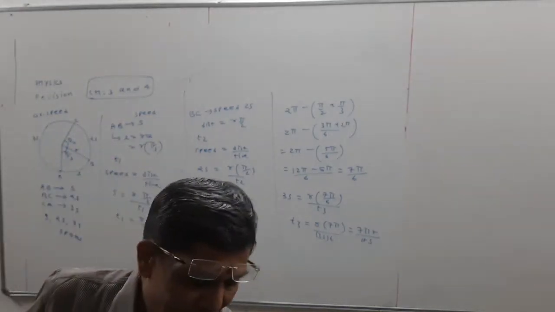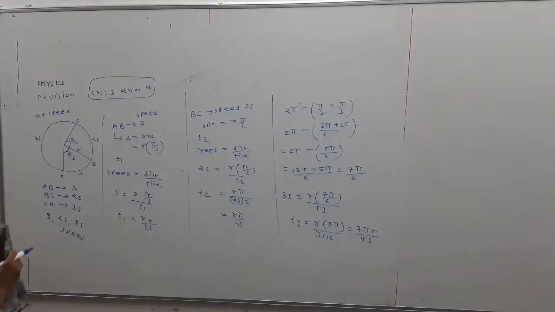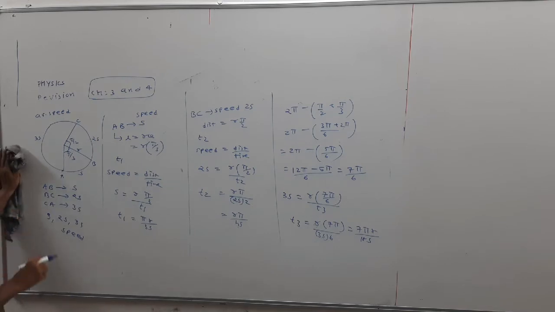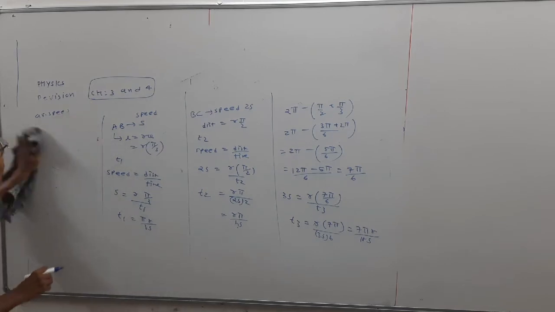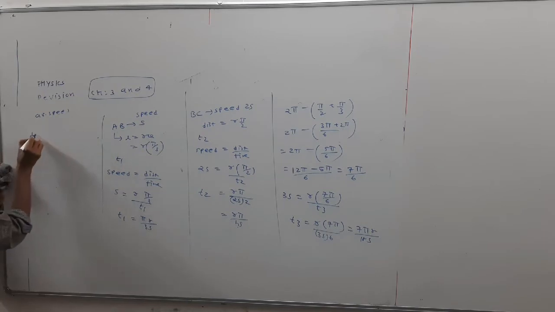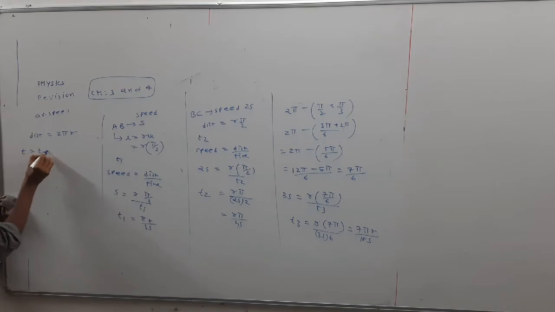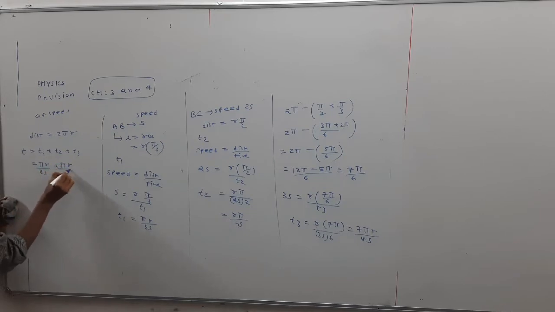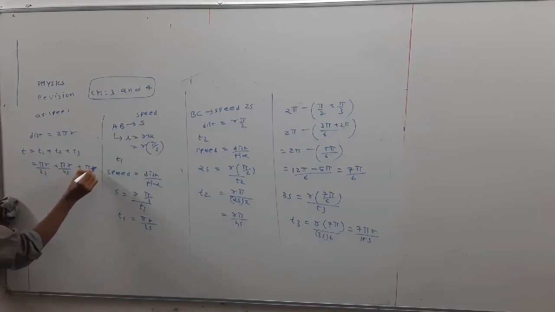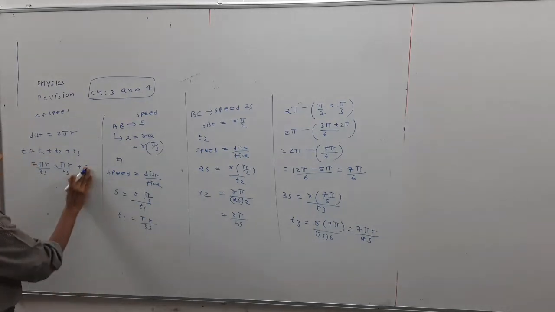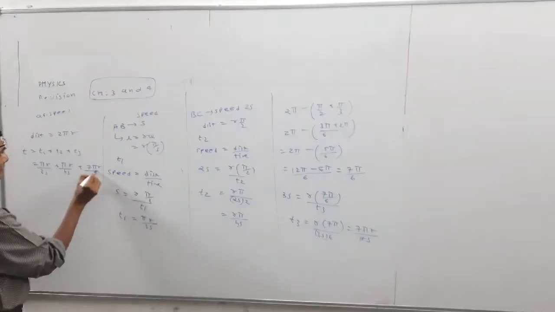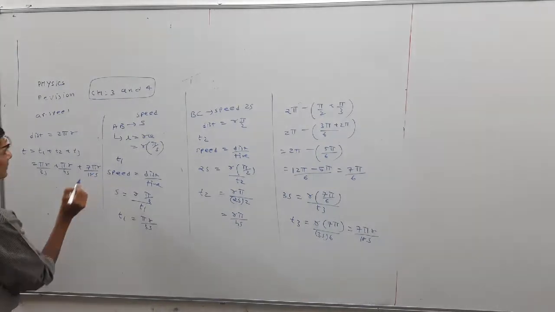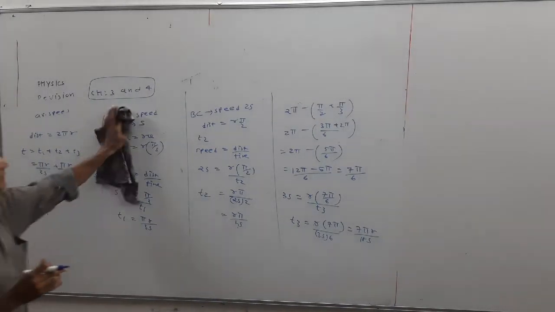Now speed is total distance upon total time. See what is the total distance, the circumference of the circle? So the distance covered will be 2 pi r. Time we have to add, t is equal to t1 plus t2 plus t3, that is pi r by 3s, pi r by 4s plus 7 pi r by 18s.